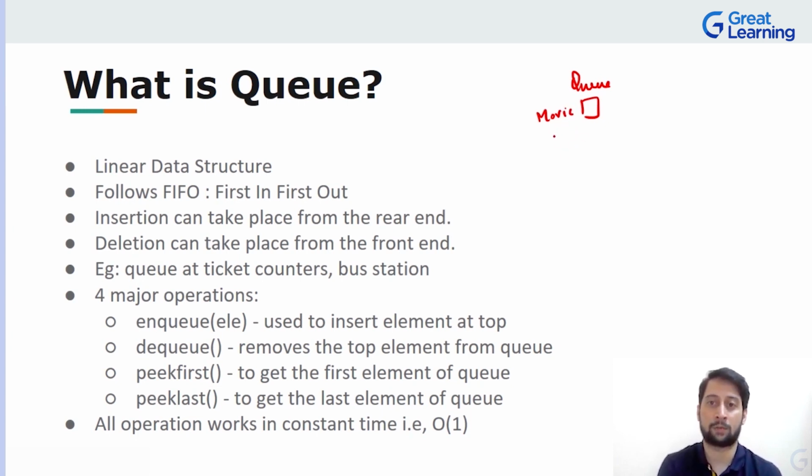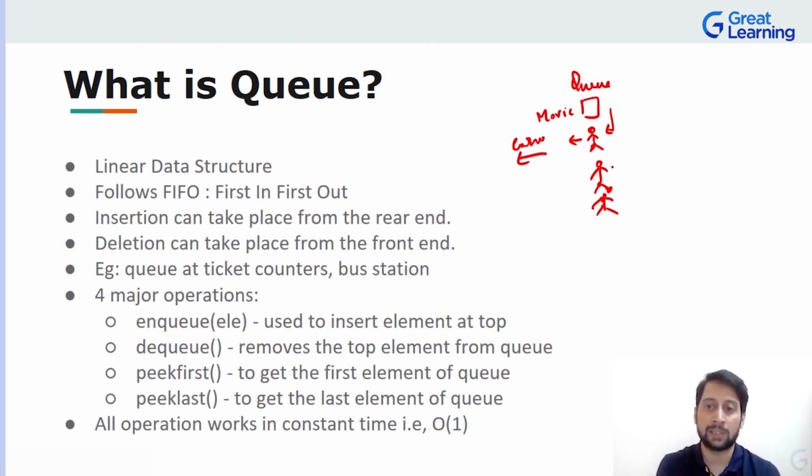You're waiting for a movie ticket to buy. There is one person, then another person. So these are a few persons here, and you're waiting in a queue. The first person in the queue will be the first person to get his ticket, right? Makes sense. He will get his movie ticket first, and he will be out of the queue.